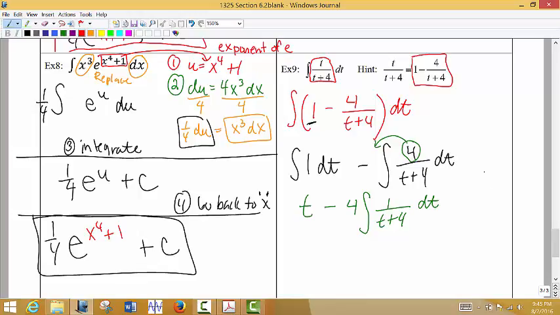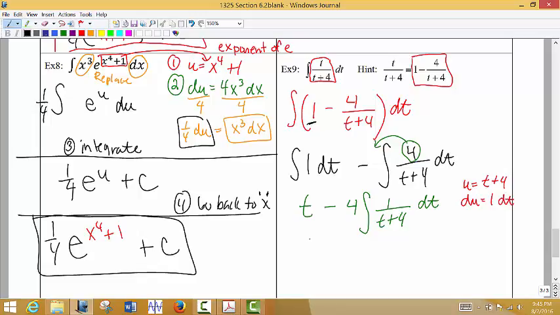Alright, so we're going to use u-substitution on the second part. What's the most complicated part of the entire expression? Pretty easy. T plus 4. What's the derivative of that? Pretty easy again. That's 1 dt.